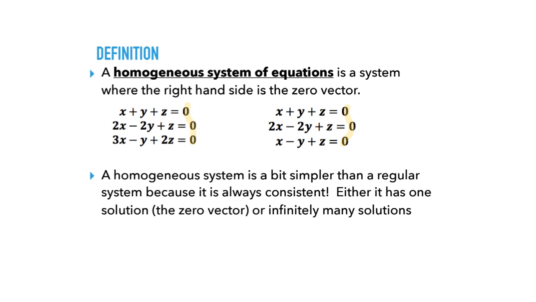And that's because at the very least, by plugging in zeros for all of your variables, 0x plus 0y plus 0z, you're going to get a true statement. And what that means is a homogeneous system either has one solution, all zeros, or it has infinitely many solutions. Let's see how this works with a few examples.